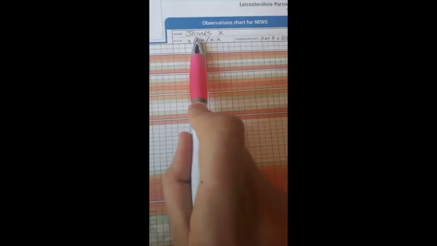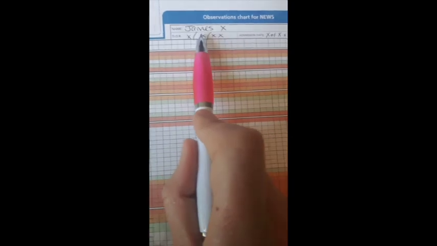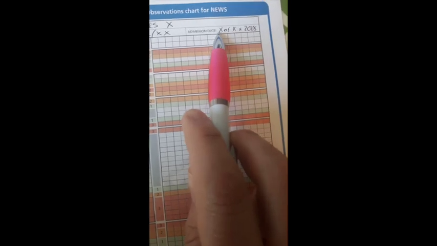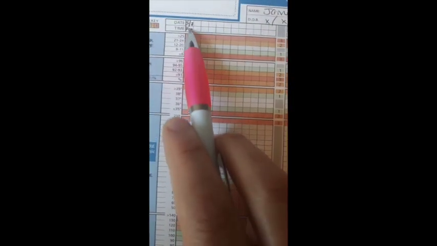So we're going to complete the NEWS tool for James. He would have his ID sticker here. This would already have been completed. It may not be his first entry, as any refusals would have already been recorded on here: his name, date of birth, and the date of his admission, which should signify the first date on here.